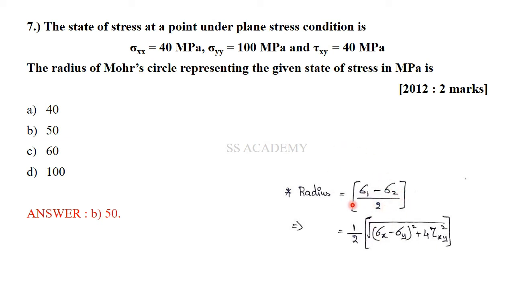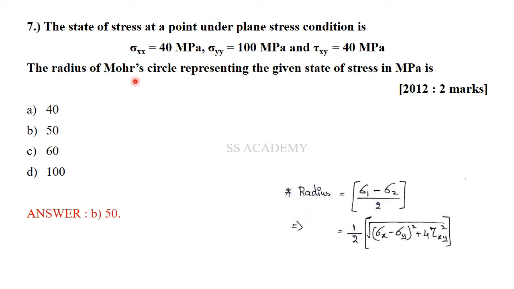So we know the sigma 1, that is the principal stress formula, which we have discussed on several occasions in the previous videos and also in this particular video. From that formula, we can simplify it to 1 by 2 into root of (sigma x minus sigma y) whole square plus 4 tau xy square. We know sigma x, we know sigma y, and we know tau xy. If we substitute those here, we will be getting the radius.